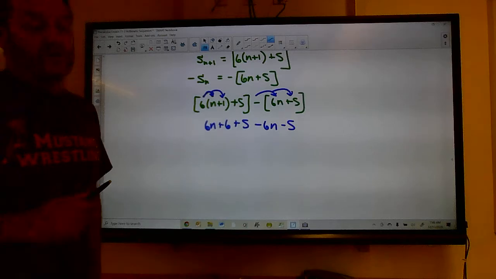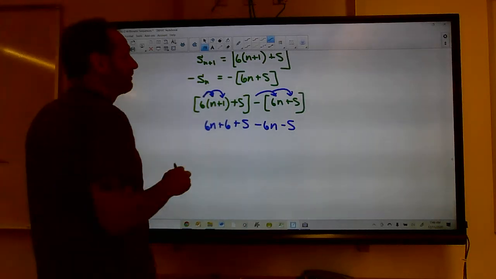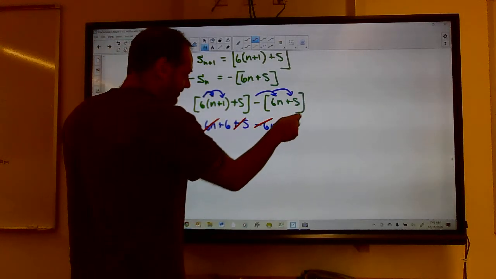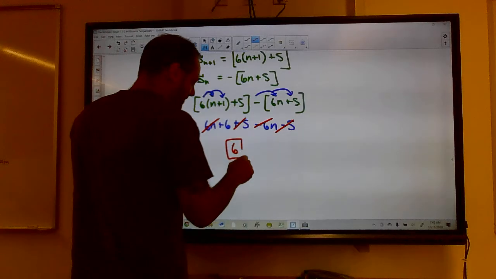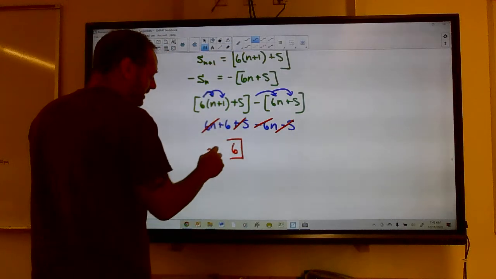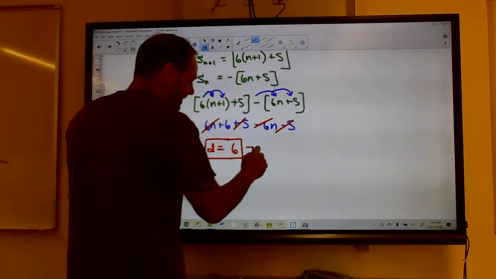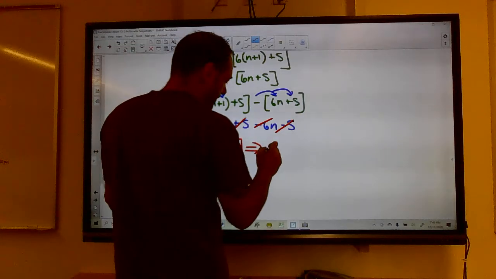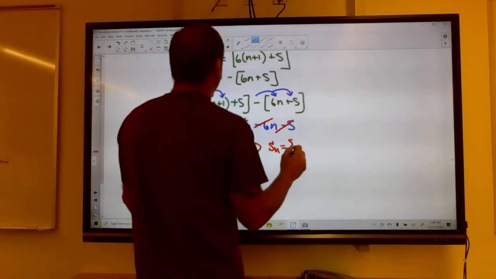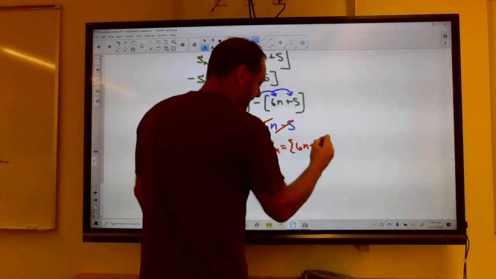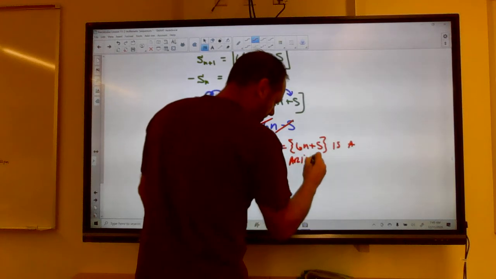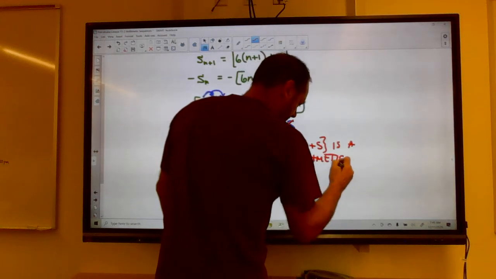And then if it's an arithmetic sequence, all the variables will cancel out. You'll just be left with a number. Okay, so 6n minus 6n, that goes away. 5 minus 5 goes away. I'm left with 6. That's my common difference. So we would say d equals 6, and that arrow means implies, that s sub n equals 6n plus 5 is an arithmetic sequence.